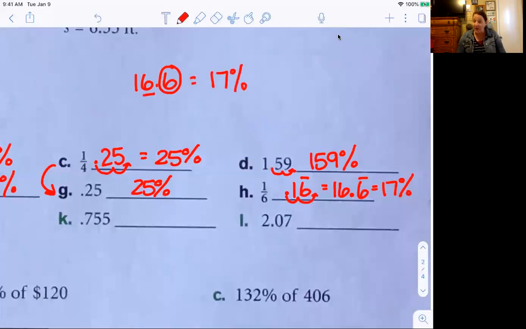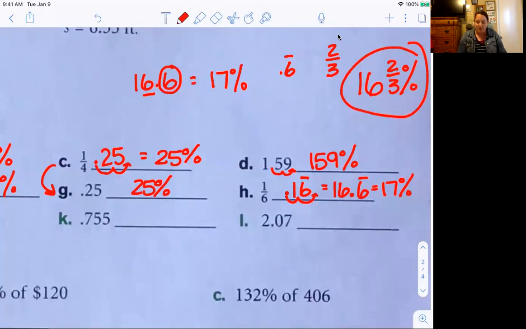Now, another way we can do this, if it's 0.6 repeating, the fraction for 0.6 repeating is 2/3. So this could be 16 2/3%. So either way, the 16 2/3% or the 17% are both acceptable, okay?